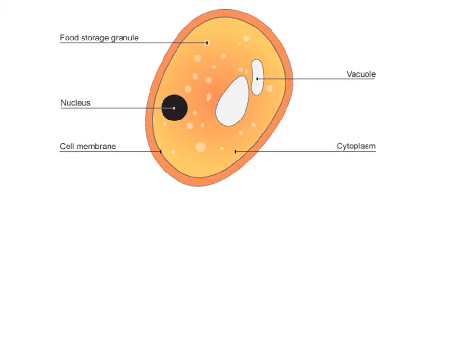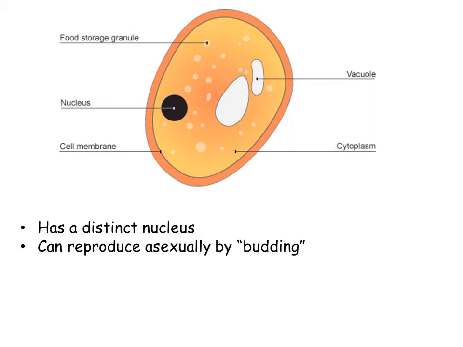Okay, the last type of cell we're going to look at, and it's been a long video this one, we're going to look at yeast cells. Now, yeast are a type of fungi, and they've got a lot in common with animal and plant cells. But let's just have a look in a bit more detail. They have a distinct nucleus, just like an animal or a plant cell. But they can do the strange thing. They can reproduce asexually, which means without having a partner, by budding.